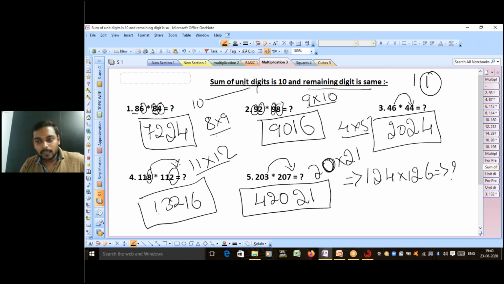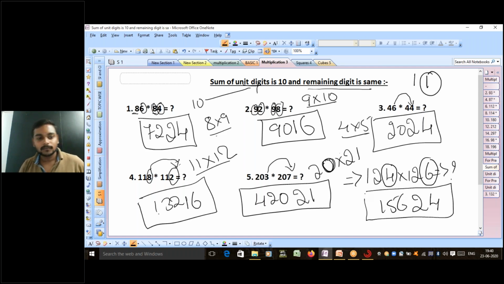124 into 126. Here sum of unit digit is 10. 6 fours are 24. Then the remaining number 12. 12 multiplied with 13. 12 into 13 makes equal to 156. So 15,624. Understood? Okay. Next.